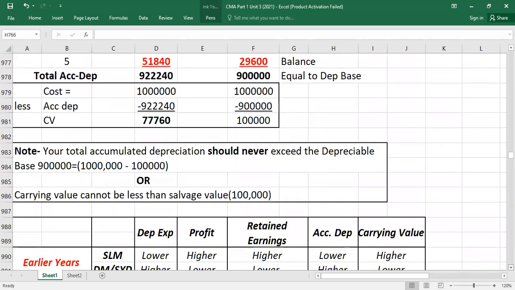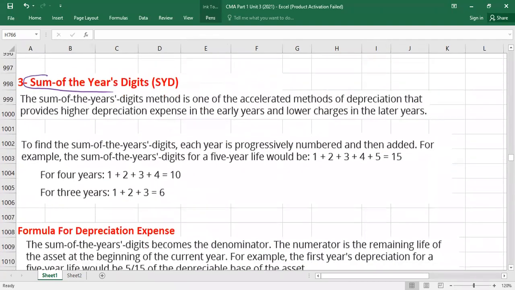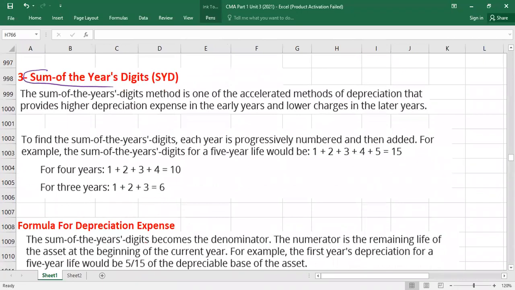So guys, now let's understand how it is going to work. Sum of the years digit method. For example, if useful life, what you first read this, it's important. Sum of the years digit method is one of the accelerated methods of depreciation that provides higher depreciation expense in the early years and lower charges in the later years. Same as I told you, like declining.